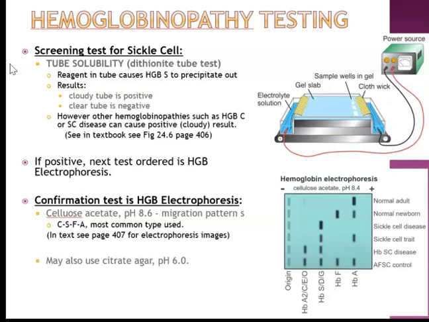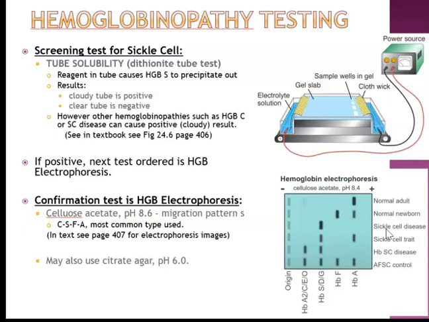Okay, the tube solubility test is just a screening test. Once you have a positive screening test, you need to confirm it with an electrophoresis test. So that's what this is on the right hand side of your slide, the electrophoresis test. Again, this is the confirmation test for sickle cell. Let's talk about how the electrophoresis test is set up and how it works.